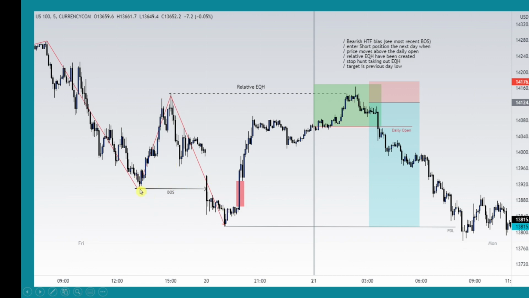Our high time frame bias is clearly bearish, because the last break of structure on the high time frame is bearish, and as long as the trend does not encounter a strong counter level, it will continue in the same direction. The next day, prices move higher from the daily open, creating relative equal highs, followed by a stop hunt of the buy-side liquidity resting above the relative equal highs. Our short entry is at the breakaway level and the target is the previous day low.